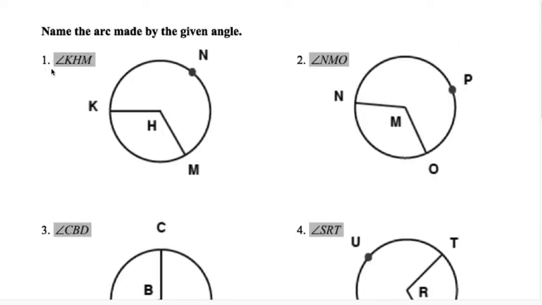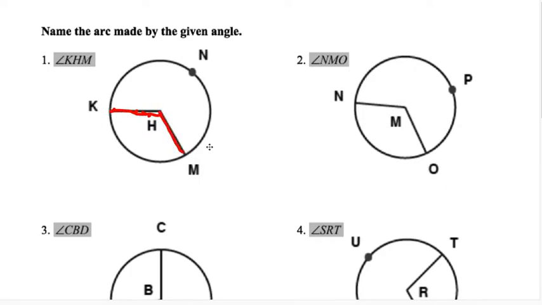Name the arc named by the given angle. So angle KHM, if we trace that, KHM would be this angle right here. Now, unless we're told otherwise, I seem to be having some sort of issues. Oh, there we go. There we are, KHM.